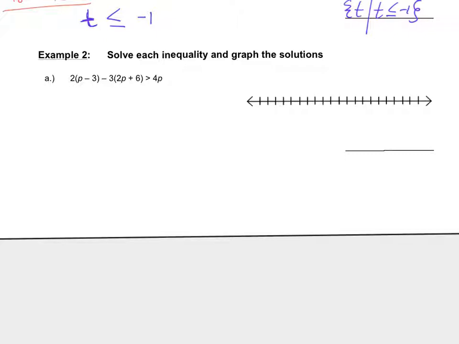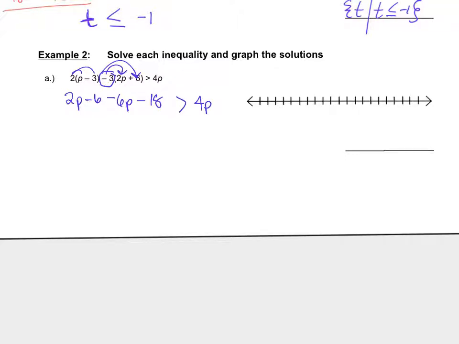So first things first, we're going to simplify this inequality by distributing 2p minus 6. Now we're going to distribute, but take the sign in front. It's negative 3 times 2p is negative 6p. Negative 3 times positive 6 is negative 18, is greater than 4p.